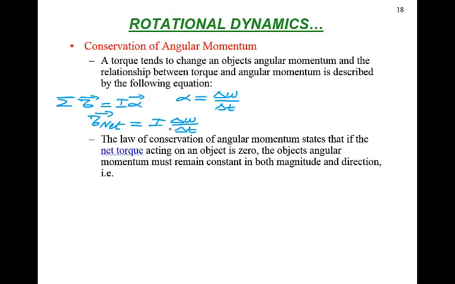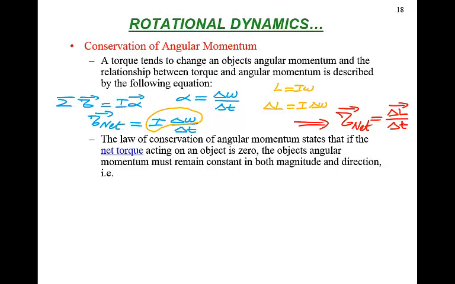I would like you to focus on the quantity here, I times delta omega. This is the change in angular momentum. We have introduced the angular momentum to equal what? I times omega, which means now what? The delta L is I times delta omega. Therefore, the final expression that I am going to write down here is the net torque equals delta L, the change in angular momentum, over the change of time.